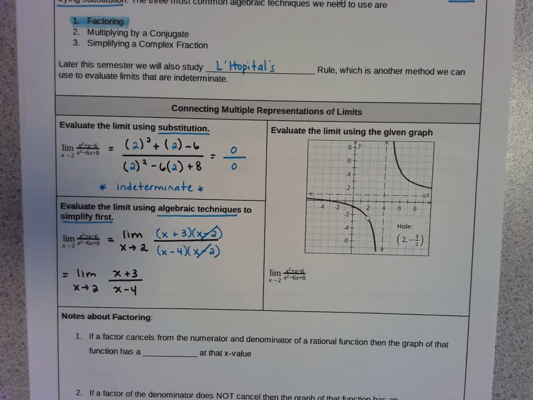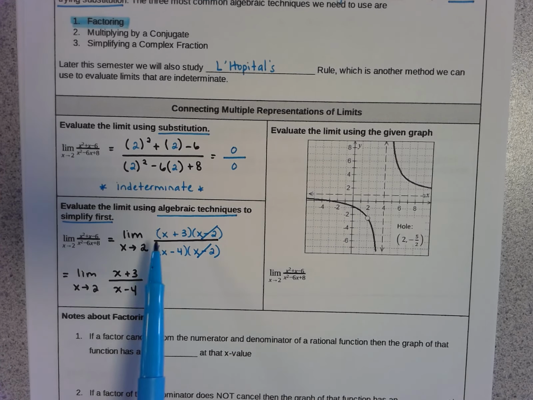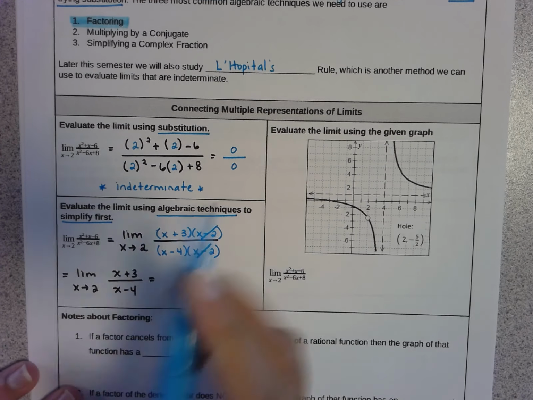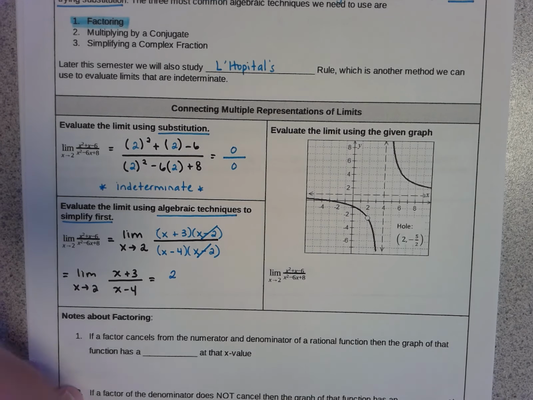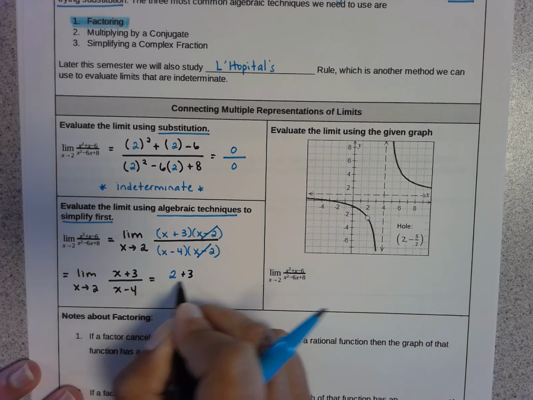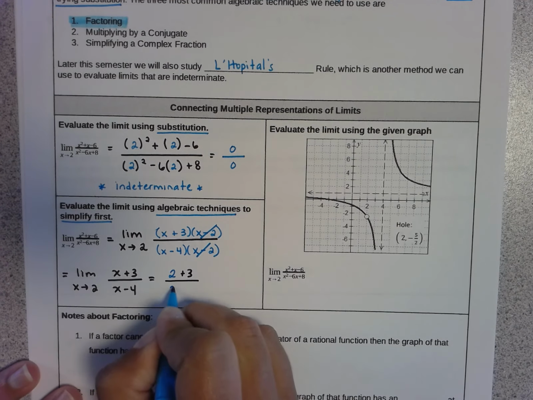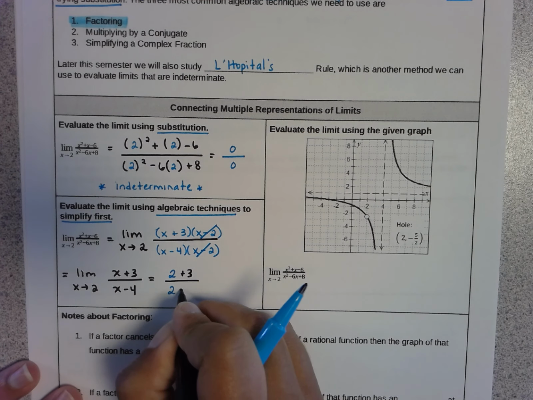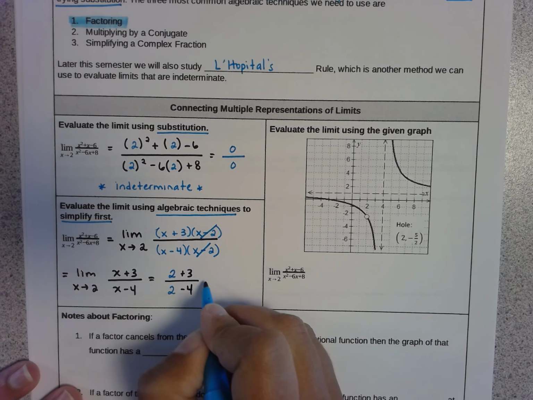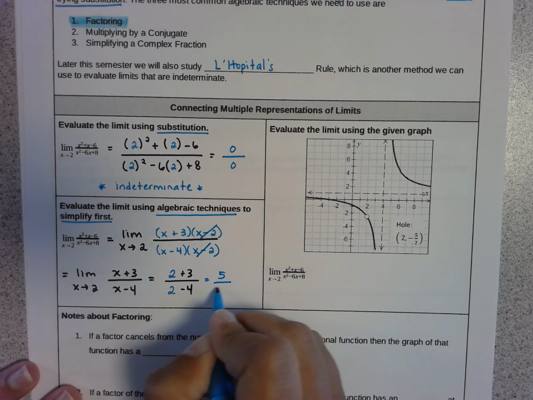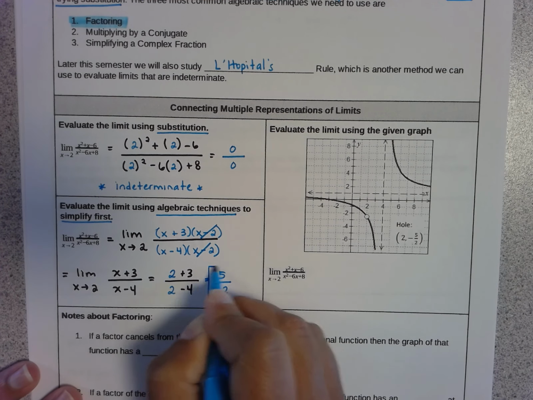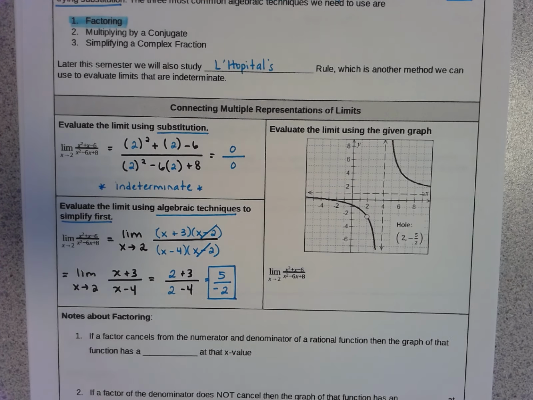Now, when we try substituting, so remember, we didn't substitute right away, we just factored and simplified, and now we're going to substitute. Our new problem is going to be 2 plus 3 divided by 2 minus 4. Now, 2 plus 3 is 5, and 2 minus 4 is negative 2, which is a real number. So we were able to find this limit.